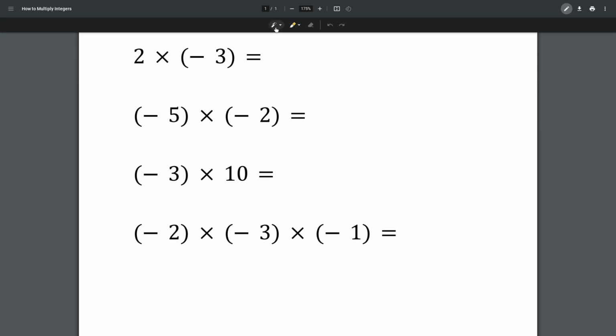Okay, so let's start with this. So we do 2 times -3. Well, 2 times 3 is 6, and since this is going to be negative, we're going to have -6 as our result.